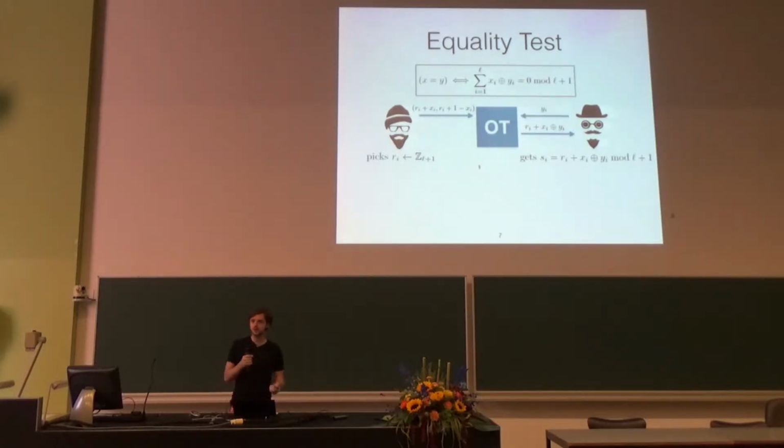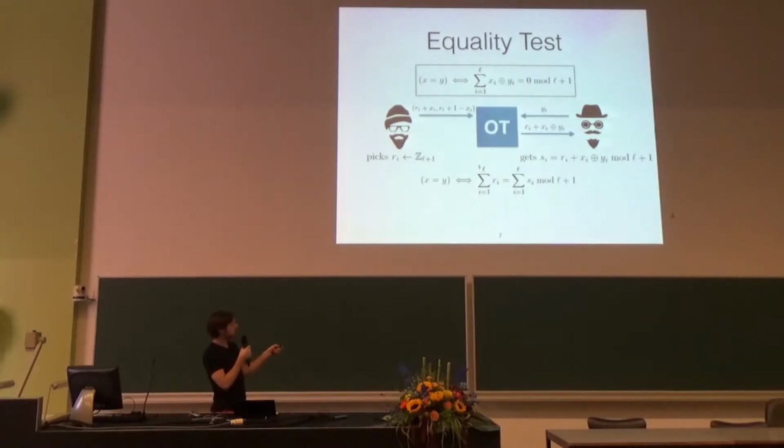This shrinking gadget is quite natural when you have an OT primitive. The sender will pick many random masks, and it's important to observe that those random masks are over a very small set. Each of them is about log L bits long. He will use them to mask either Xi or 1 minus Xi. The receiver can only learn one of the two with Yi, so essentially he learns a masked version of Xi XORed with Yi. So both parties now have values Ri and Si, which are equal if and only if Xi XORed with Yi is 0.